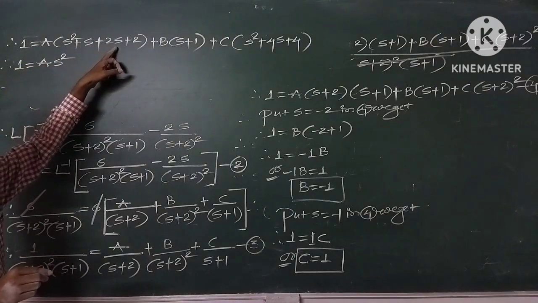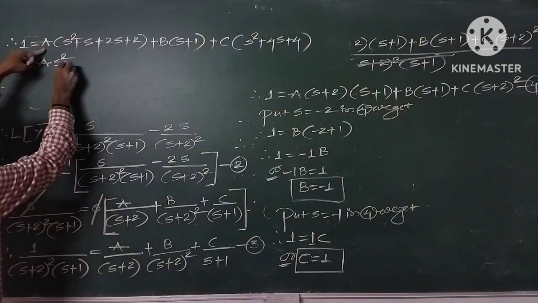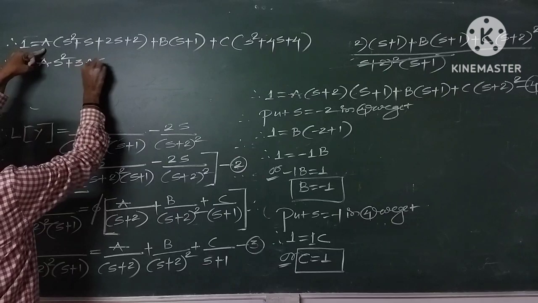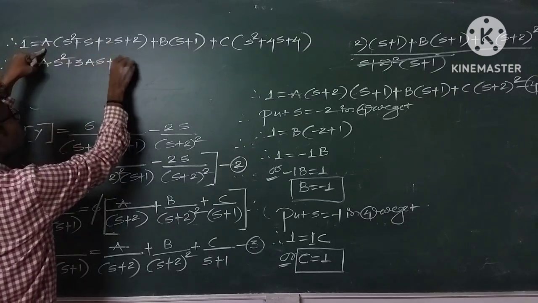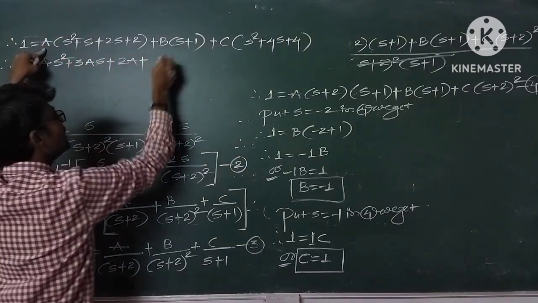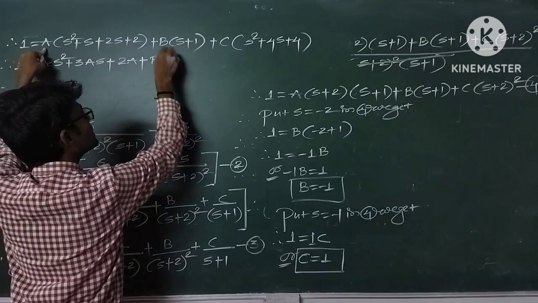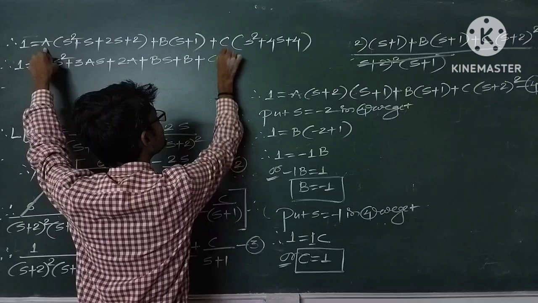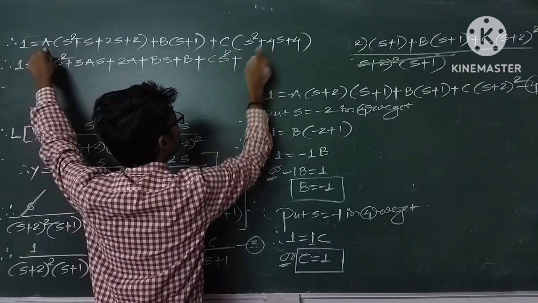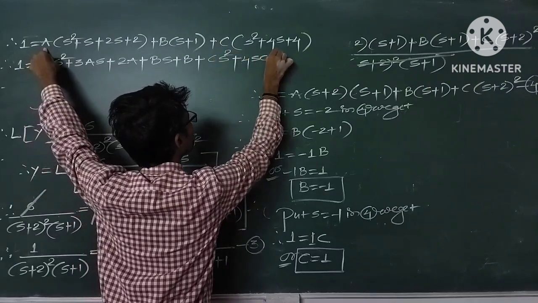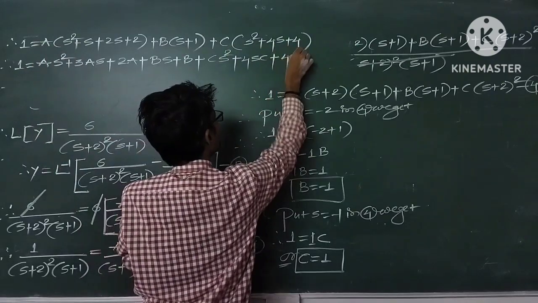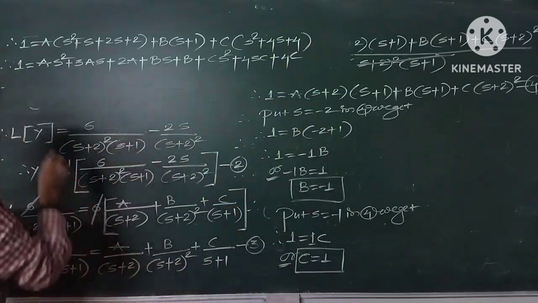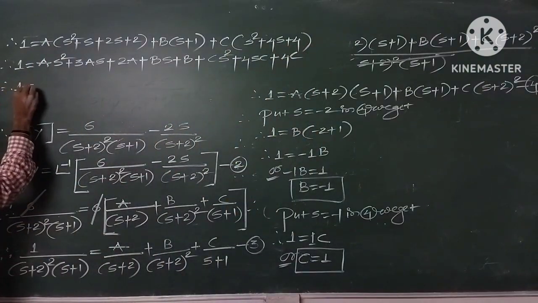Next, s plus 2s, 3s, 3s into a is 3as, plus a into 2, 2a, plus b into s, bs, plus b into 1 is b, plus c into s square, cs square, plus c into 4s, it is 4sc, plus c into 4, it is 4c, right? So now therefore 1 is equal to c.